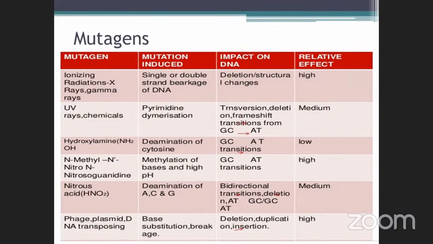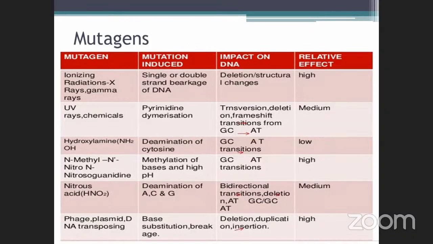No doubt it is not that much used. Okay, UV rays and chemicals. For example, different chemicals are there. Ultraviolet rays you can also use, which cause dimerization in the pyrimidine. Then hydroxylamine actually carries out the deamination of cytosine. Similarly, nitrous acid is also used, which causes deamination of not only cytosine but also A, C, and G.